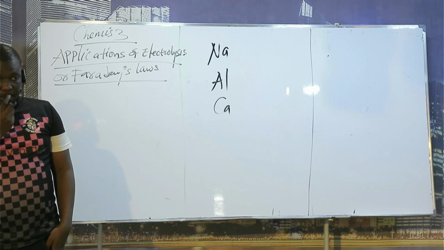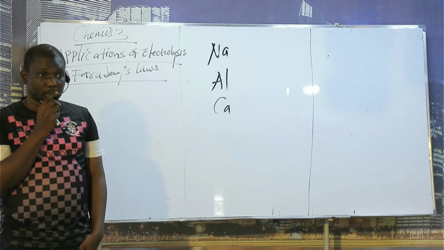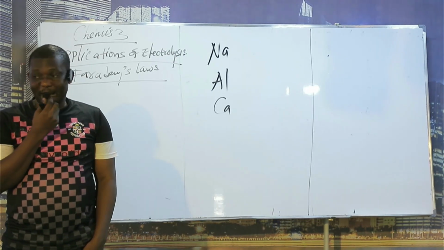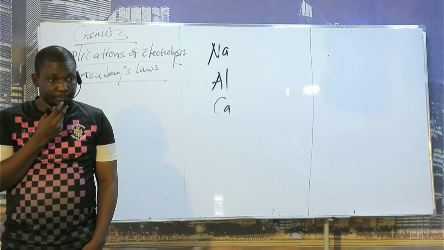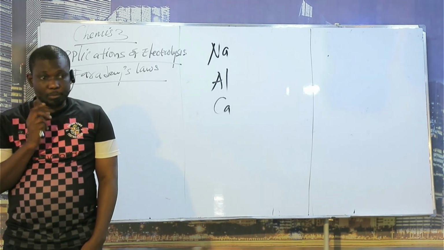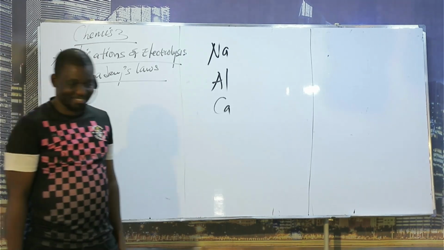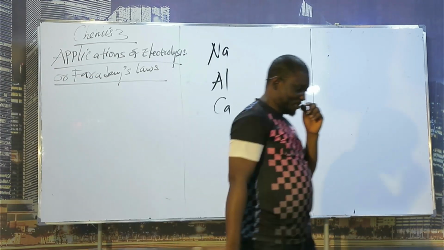Elements in the same group tend to show the same chemical properties. That is why they are in the same group. What is hydrogen doing in group 1? Is it an alkali metal? No. What is it doing there? It's not occupying space.